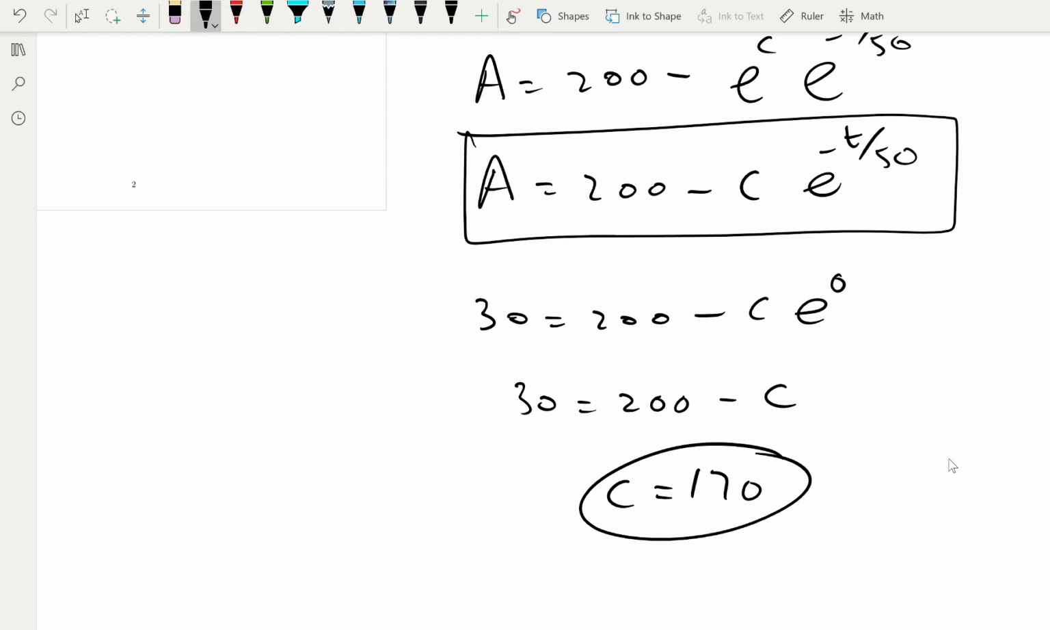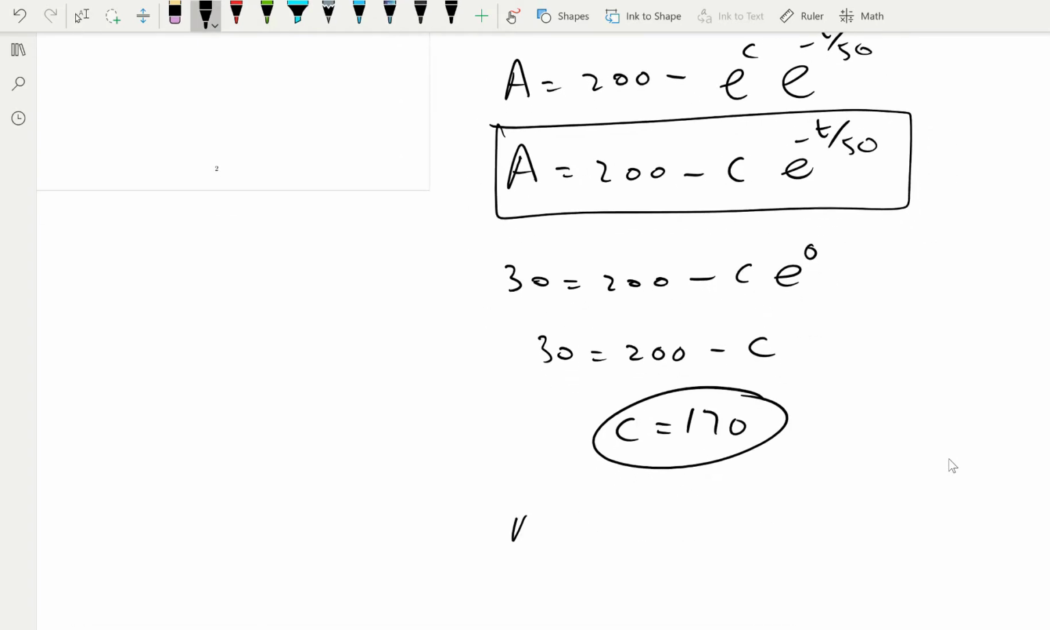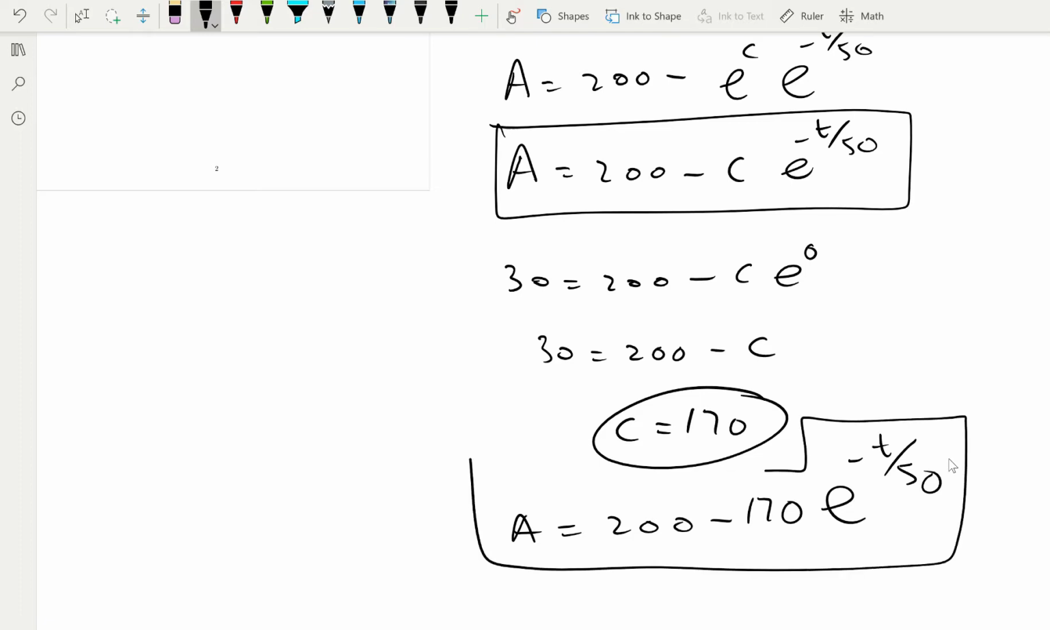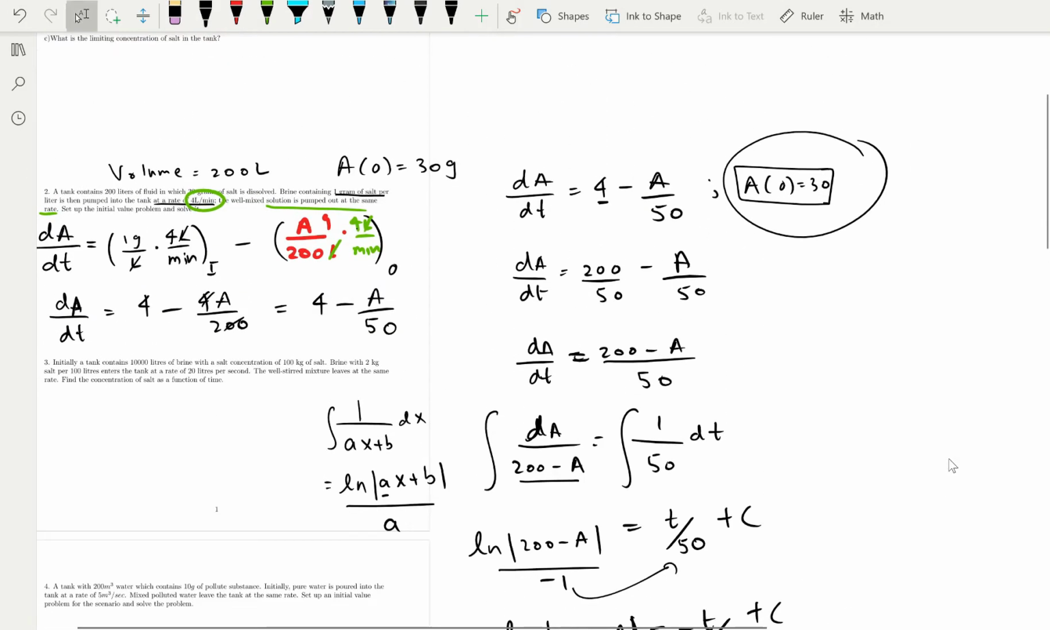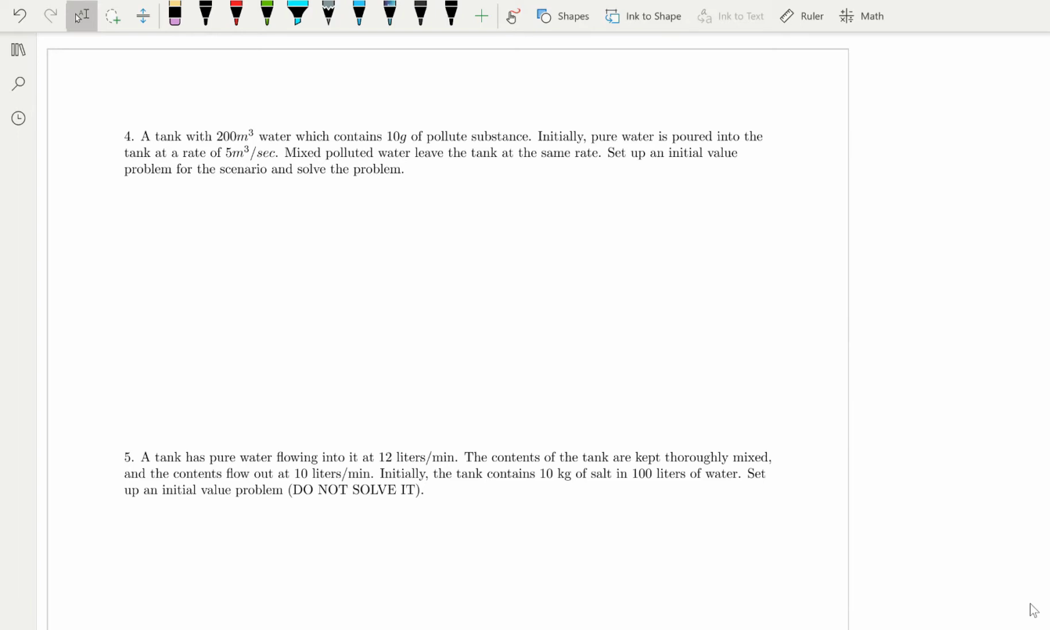So let's replace c by the appropriate value. A is 200 minus 170 e to the negative t over 50. This is the solution of the differential equation. Okay, so that's how you solve the second problem in the handout. All right then, so let's solve question 4 in the handout, because question 4 is a little bit different.